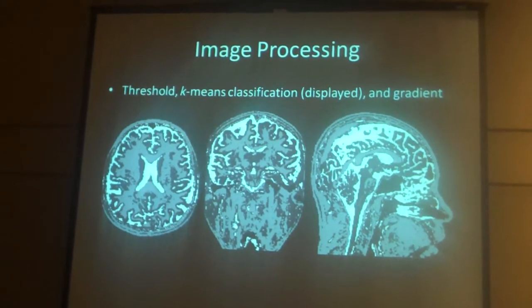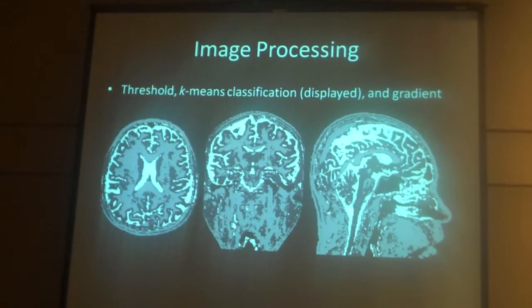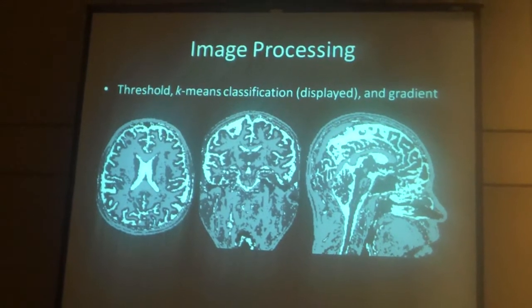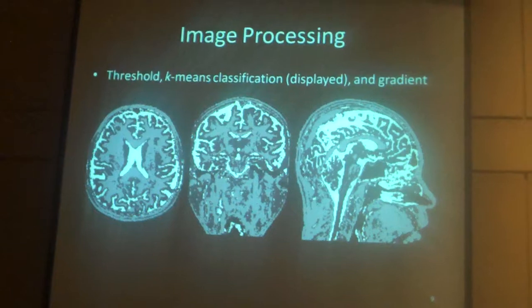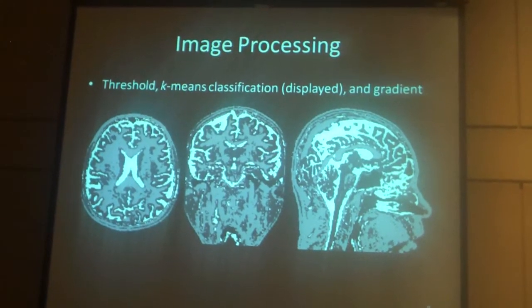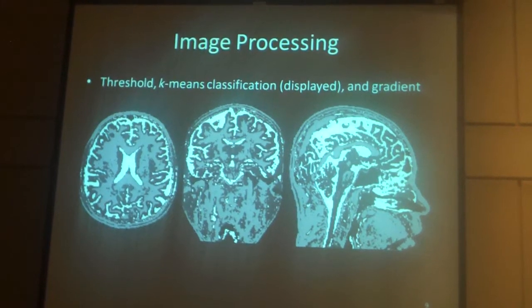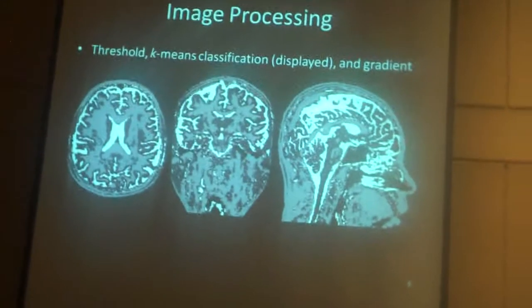We also do a k-means classification using 2 and 3 means. The slide depicts a 3 means classification, and what this does is give us a very rough idea of the tissue composition of the brain. And finally, we do the gradient, and this gives us information about the edges in the image.